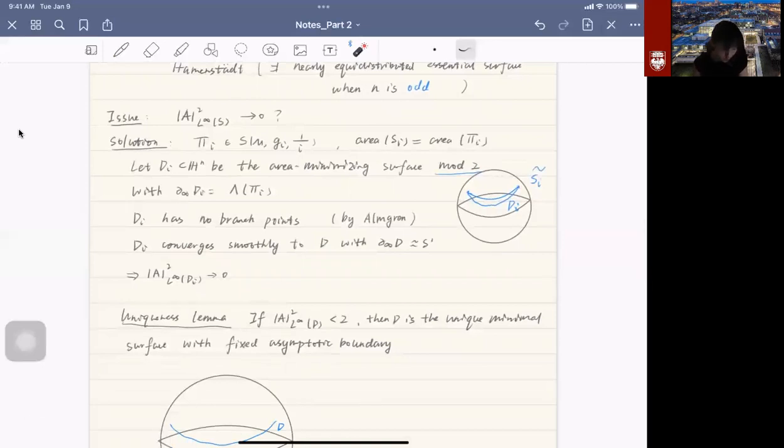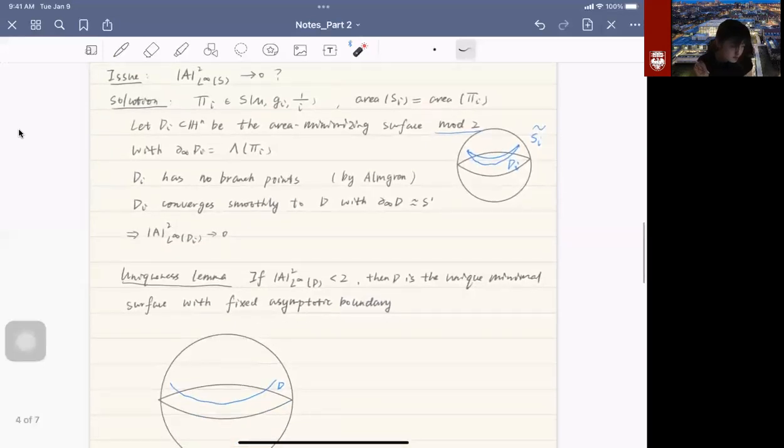Okay, then from this compactness result, because we are looking at the hyperbolic case, the round circle only bounds a unique minimal disk, and that is also totally geodesic, whose second fundamental form is equal to 0. So we have this result: the norm-squared second fundamental form on D_i converges to 0. Okay, so we show the results on D_i. It is left to show that D_i is identical to S_i triple, the lift of S_i.